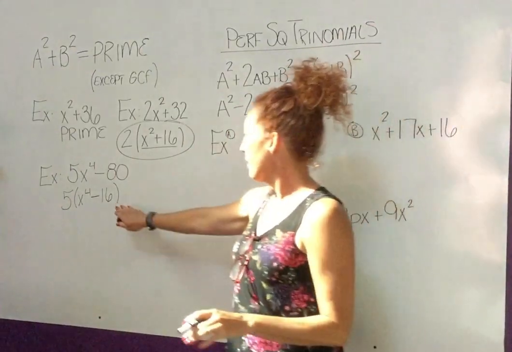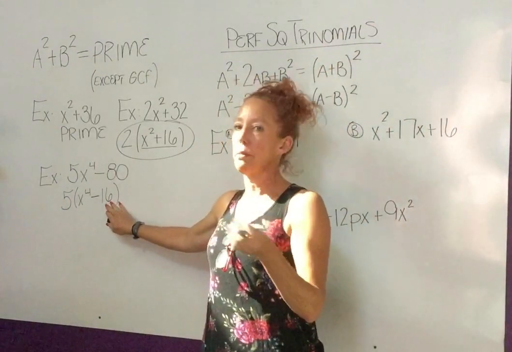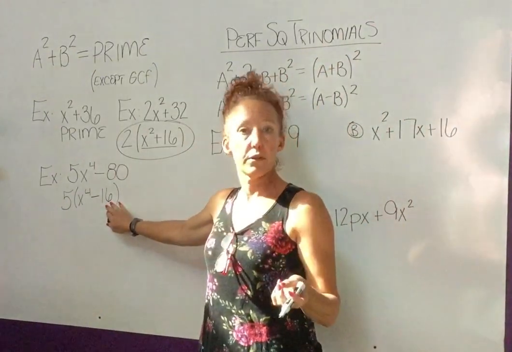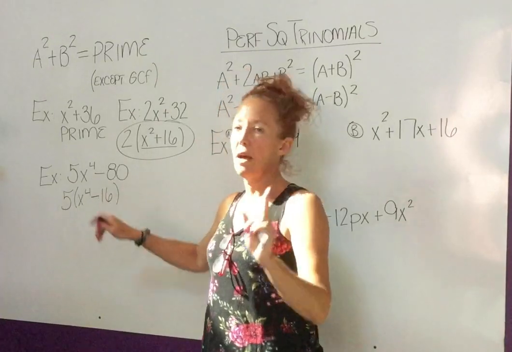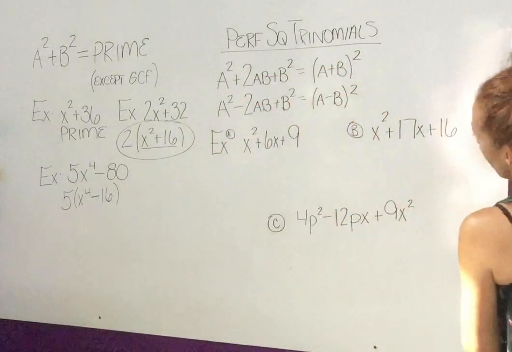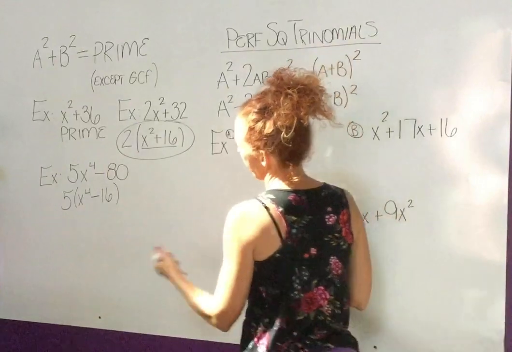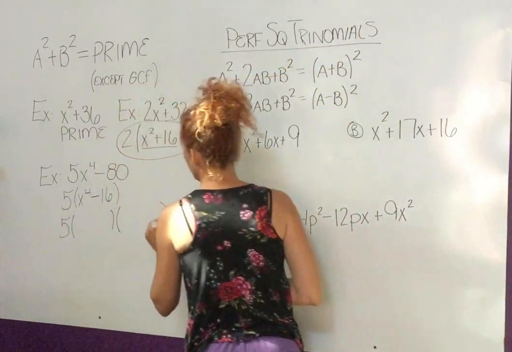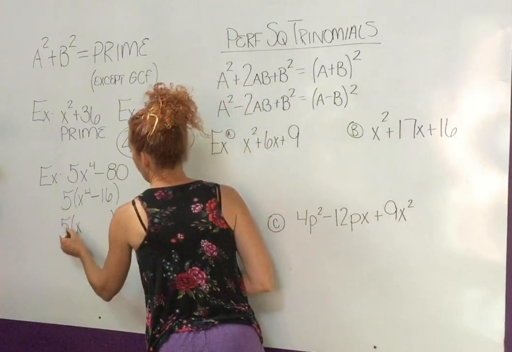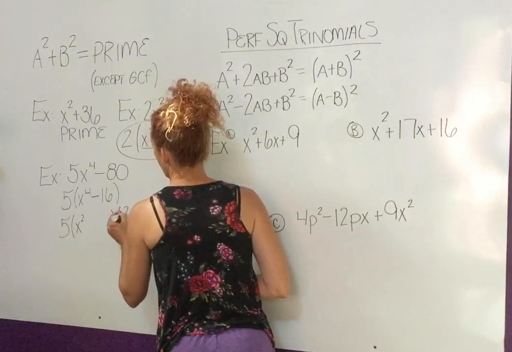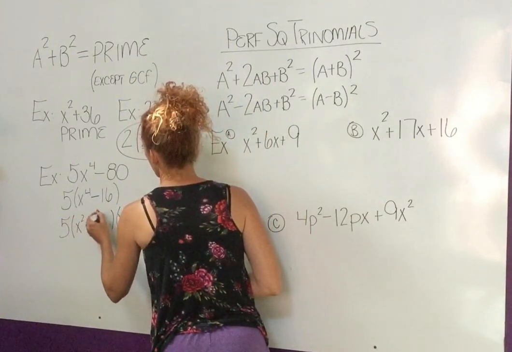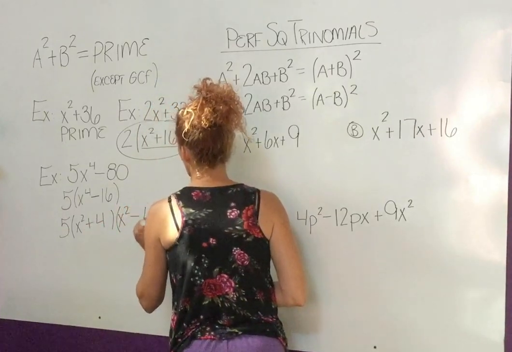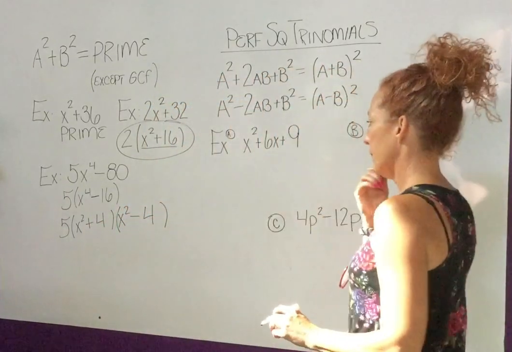The thing about 16 is when you square root it, the square root of 16 is 4, which is also another perfect square. So that's the one that's going to get you the most often. So we're going to have x squared and x squared. We're going to have plus 4 and minus 4.